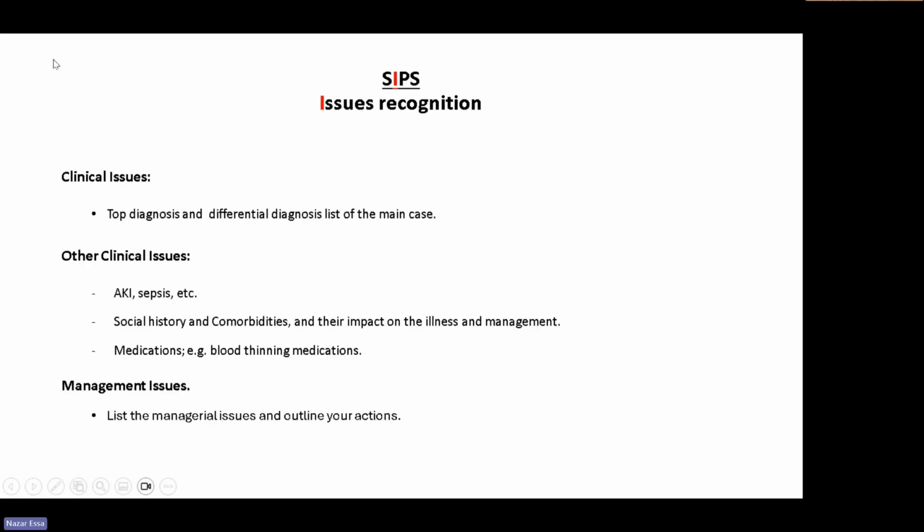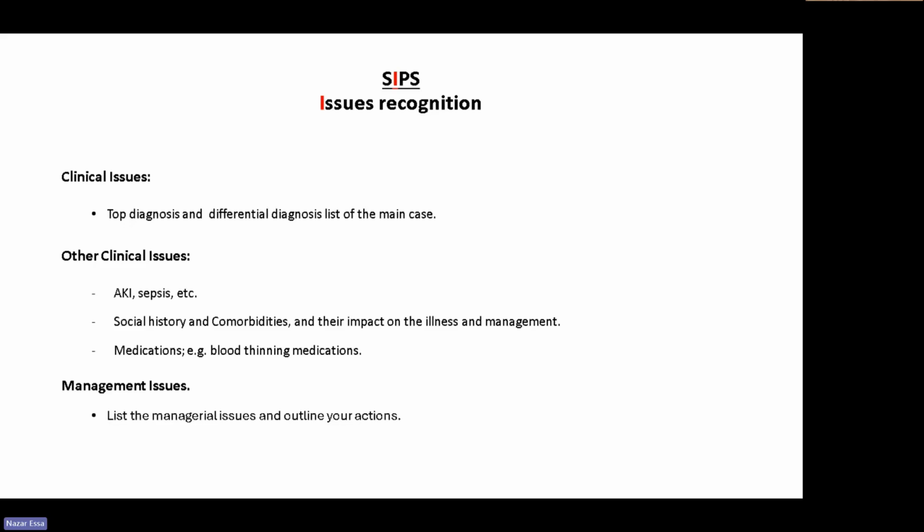Now, as I said, the categories of the issues, clinical issues, where you will speak about the top diagnosis for the main case, and you list the differential diagnosis. This will be your first category of issues. And then you will speak about the other clinical issues.